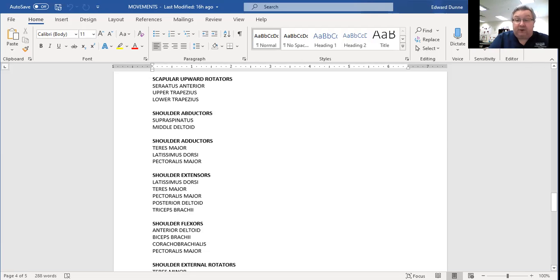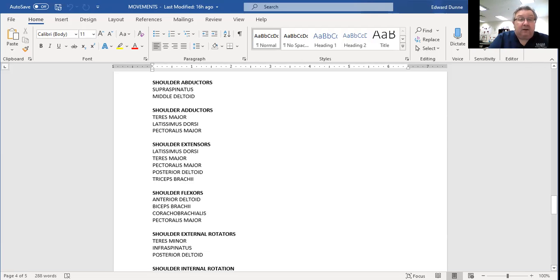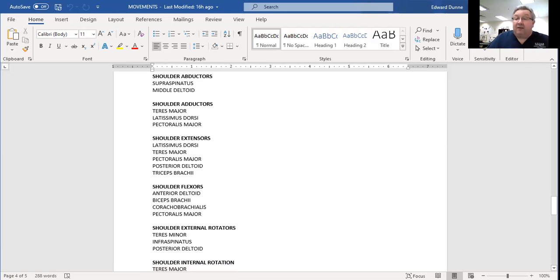Now let's get to the shoulder. Again, the shoulder, just like the hip, is a ball and socket joint. It has basically 6 major motions. It has another 2 motions, the horizontal abduction and the horizontal adduction. I'm not going to go through the muscles of those 2. We kind of know some of them already when we talk about the delts. But we're going to talk about the main 6 motions.